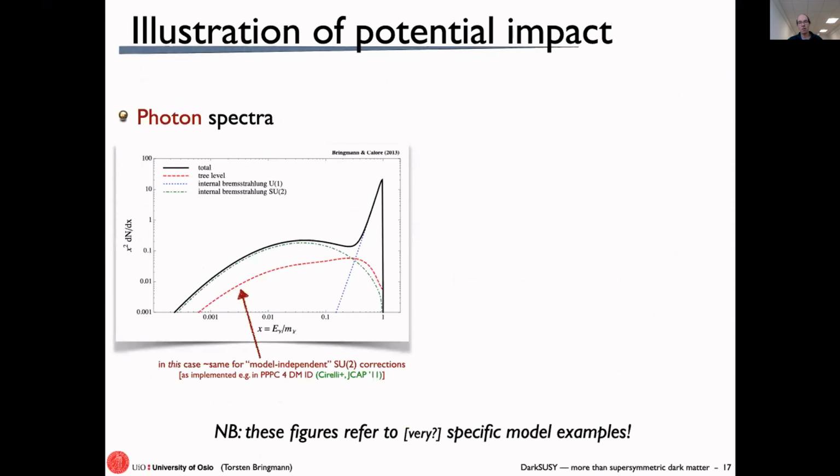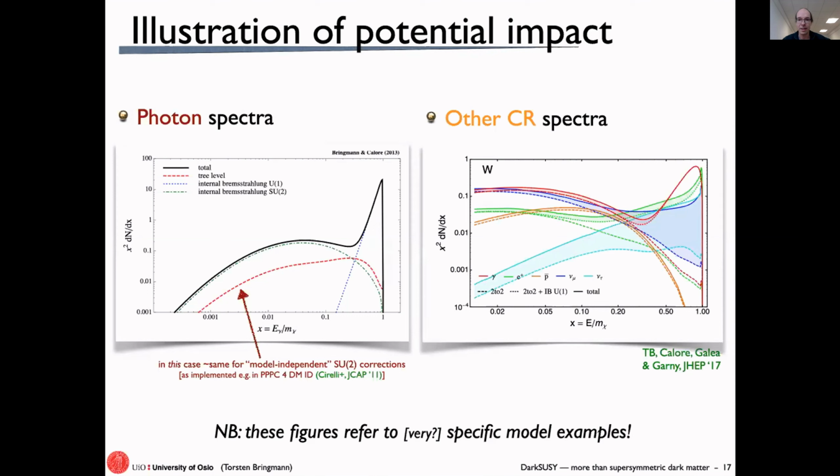So just to illustrate this, this is an example for the photon spectrum, where this is the contribution that you would have just from tree level, just looking at two-body final states, adding the contribution from SU2, and this is the spectral signature that you get from virtual internal bremsstrahlung photons. And this is my last slide: for SU2 corrections, you see significant enhancements also for the other spectra. So for example, if you look at the Xeon line, the dashed one here is the tree level contribution, and you have a very pronounced spectral signature taking into account electroweak corrections.